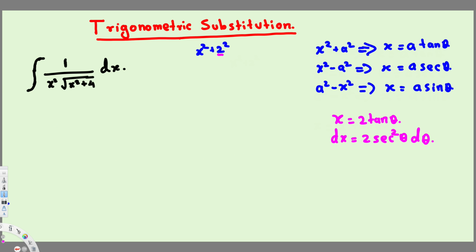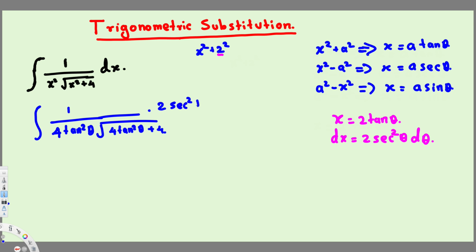Now let's go ahead and write it. So this is going to be the integration of 1 over, instead of x square, I'm going to square this one. So if I square this one, this is going to give us 4 tan square theta, and in the square root we are going to have again 4 tan square theta plus 4. And instead of this dx, we have to replace this value, that is 2 sec square theta d theta. Now let's see what we can do.